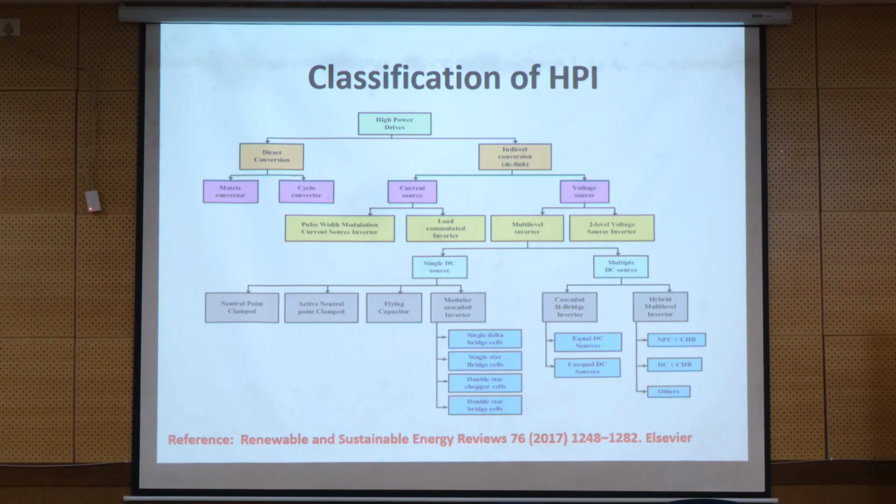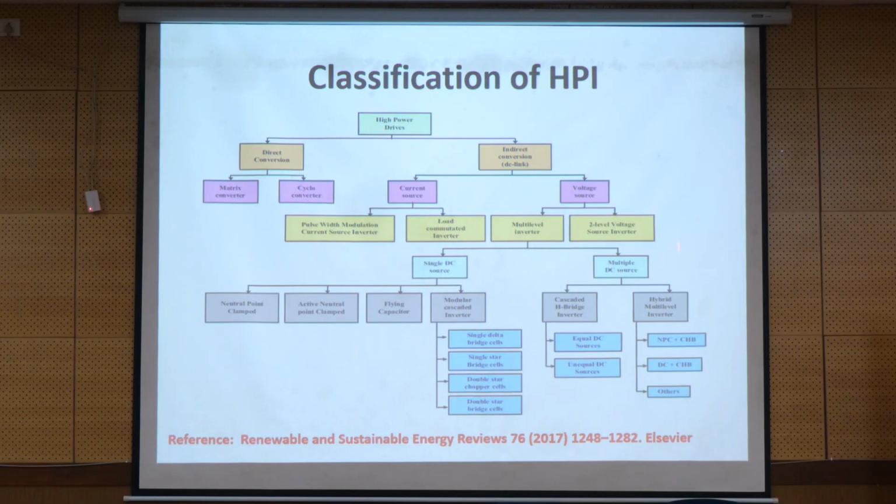And again, the classification is a summary of what we have said: equal DC sources and unequal DC sources. If it is of equal DC sources, we say that it is of a symmetrical configuration. If the DC sources are unequal in magnitude, we say that it is of an asymmetrical configuration. This is more popular with the modular multi-level inverter topology.